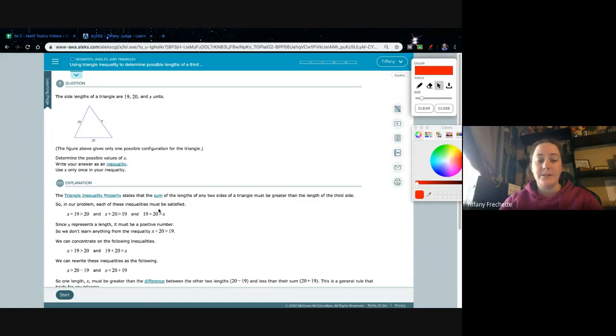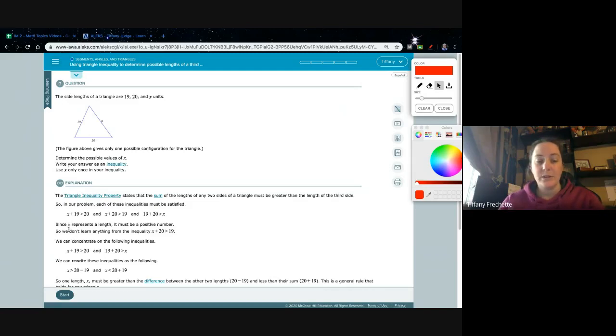So they come up with these three inequalities. They have x plus 19 is greater than 20, x plus 20 is greater than 19, and also 19 plus 20 is greater than x. The reason we want these three is so that we can narrow it down, because our answer is going to be between two numbers. There's a range that it can be. It's not going to be one number for certain. It can be anywhere between the lowest possible number and the highest possible number that meet all three of these inequalities.